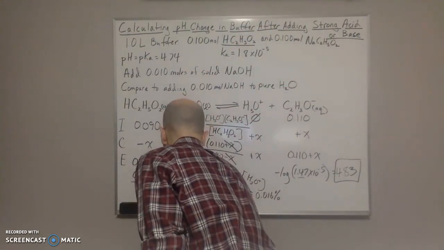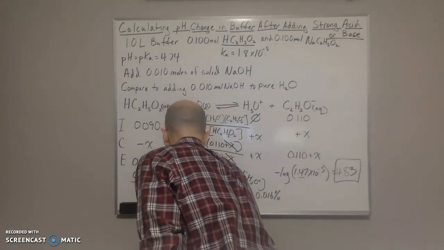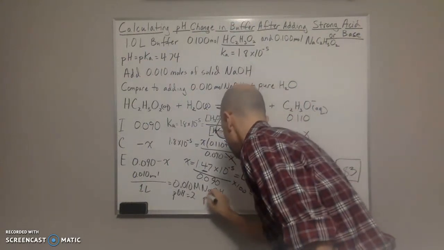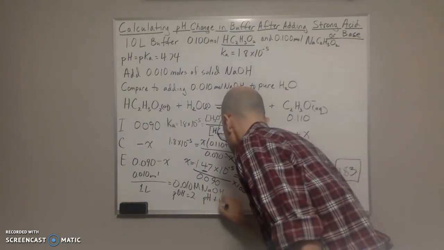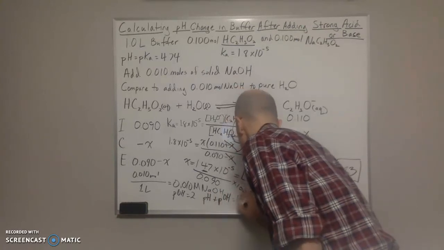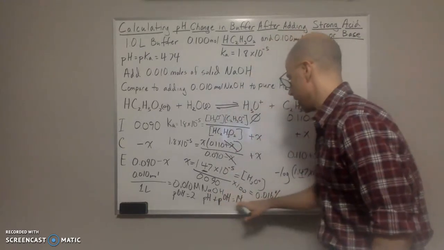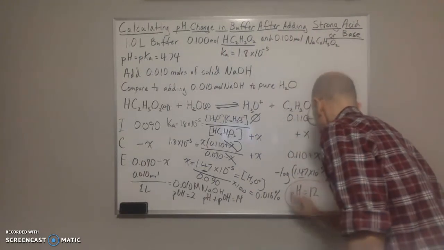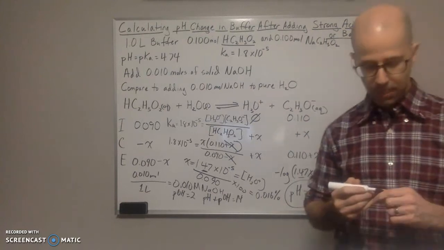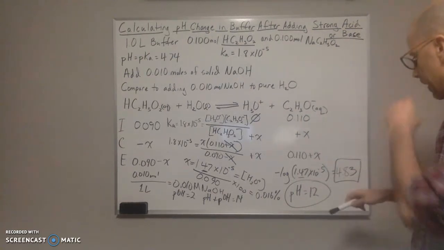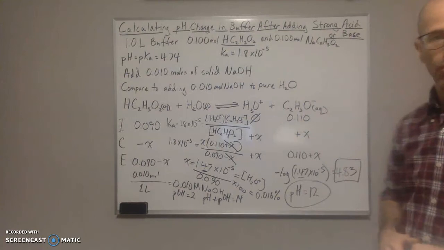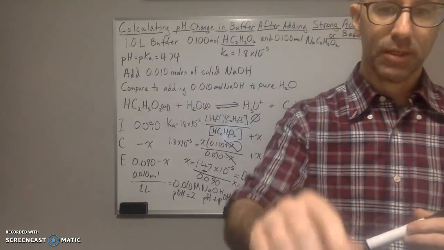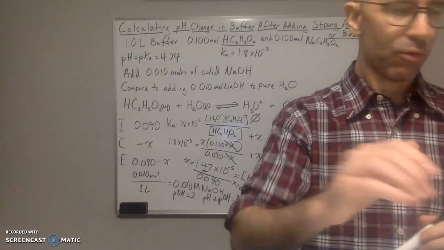So then this gives you a pOH equal to 2, and you remember that the pH plus the pOH is equal to 14. So subtract 2 from 14 and you get the pH is equal to 12. So that's what the pH would be if it was just pure water. And here the pH is 4.83. So a big difference. So buffers are really helpful.